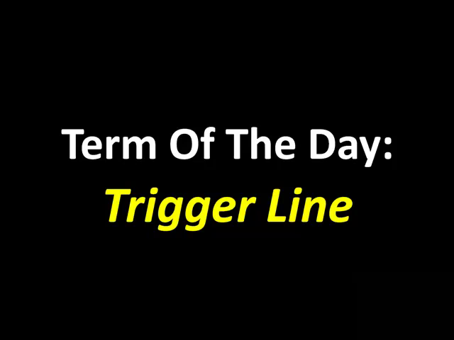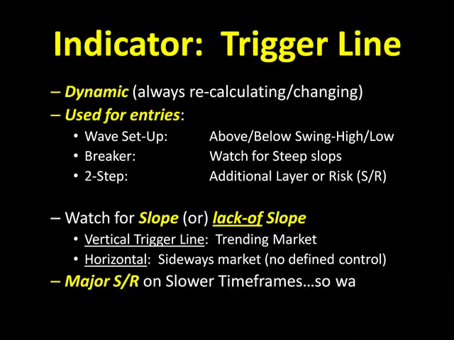Today's term is the trigger line. Now, what is this trigger line we talk about? It's a dynamic, which means always recalculating or always changing, technical indicator. Okay, so we call this a trigger line. It's another one of those proprietary indicators available to our lifetime members. And again, it's a dynamic indicator as opposed to a static indicator that never changes. This is a dynamic indicator, so it's always recalculating, it's always changing.